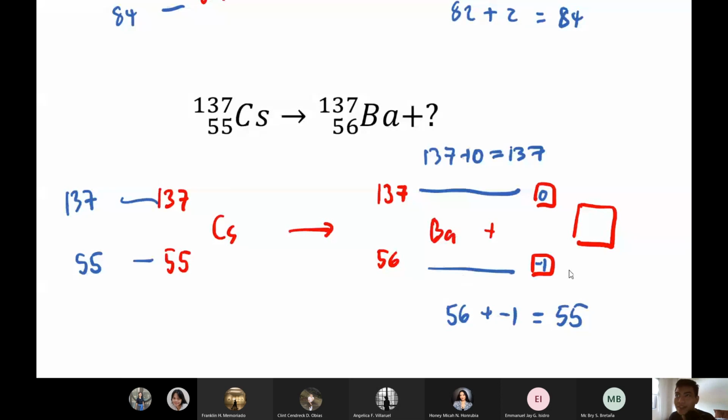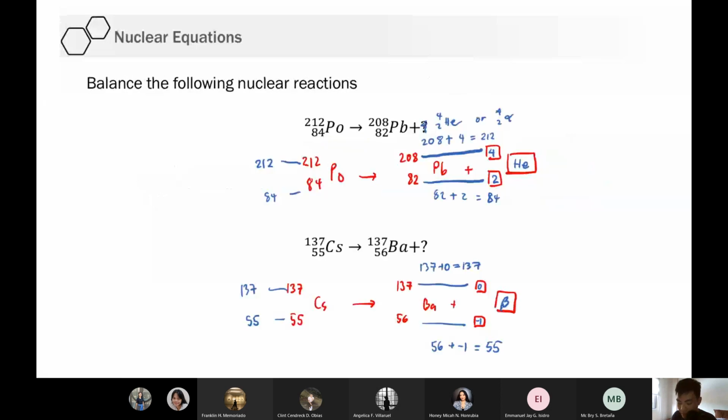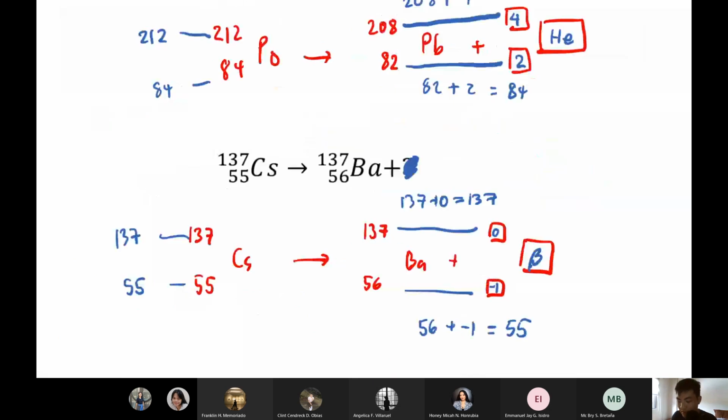Okay. So, ano to? 0, negative 1. Ano yung symbol niya? So, this is a beta particle or electron. Okay. So, paano ko nalaman yun? Nandito yun sa table na pinascreenshot ko sa inyo. Ano? 0, negative 1e. That's electron or beta particle. Kung positive 1 yun, edi positron yun. Okay. So, ito yan. So, the question mark here is 0, negative 1, E. Or 0, negative 1, beta.